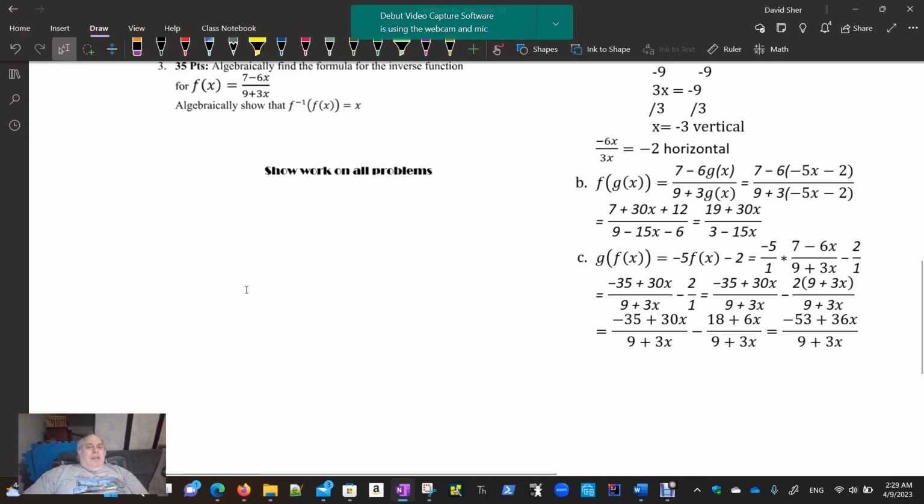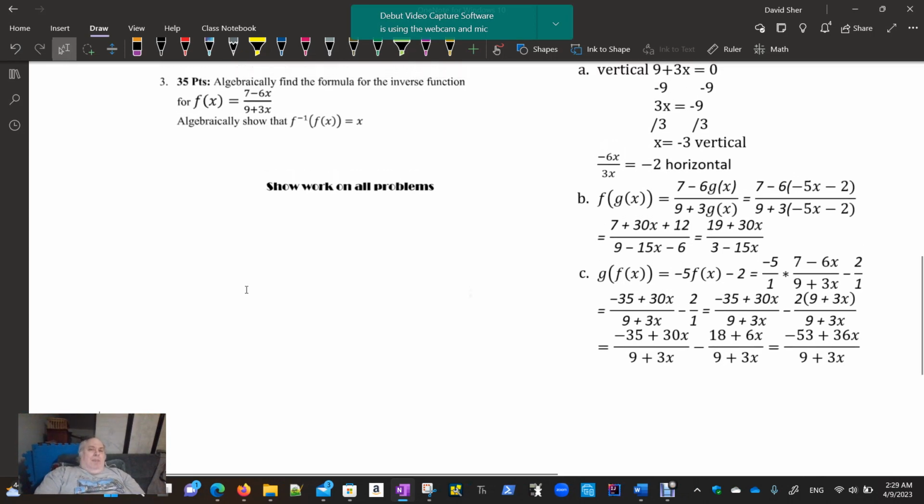Okay, guys, so now it's the final question where we algebraically find the formula for the inverse function.